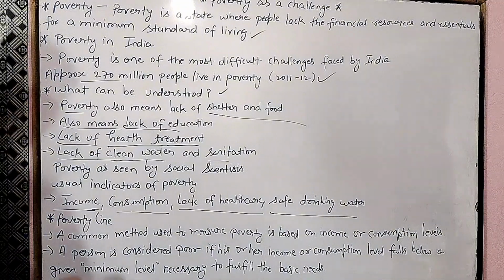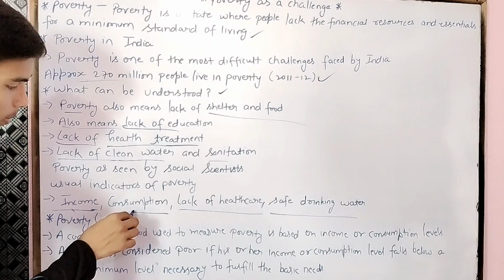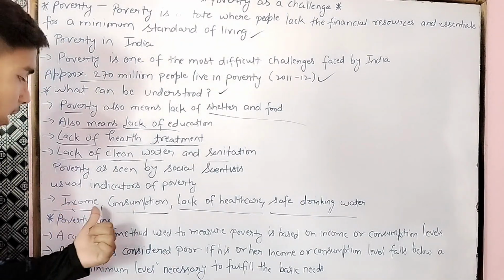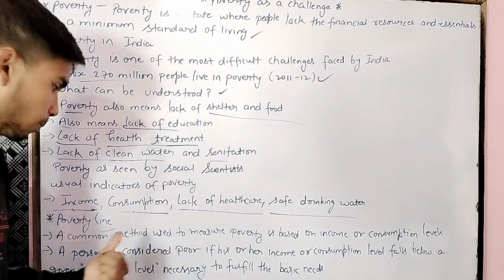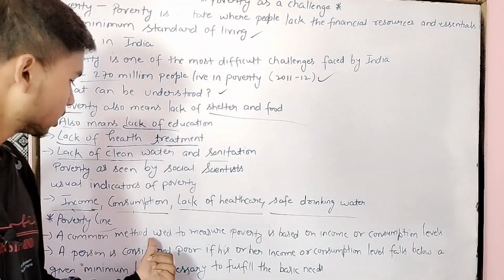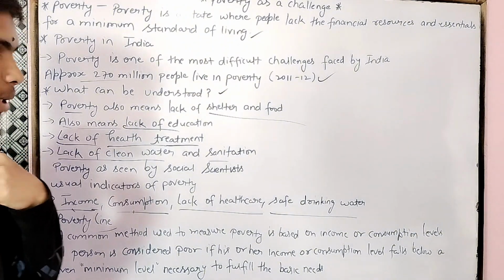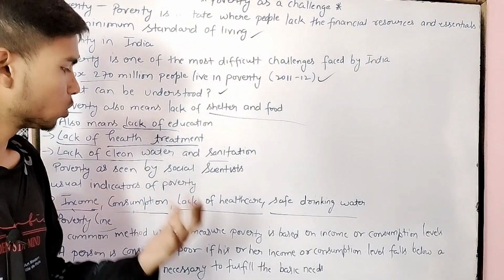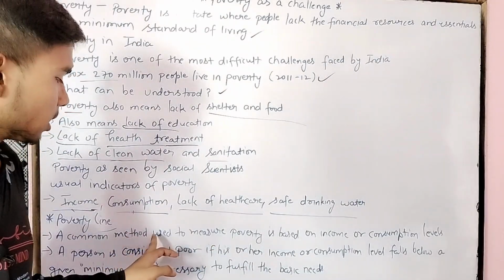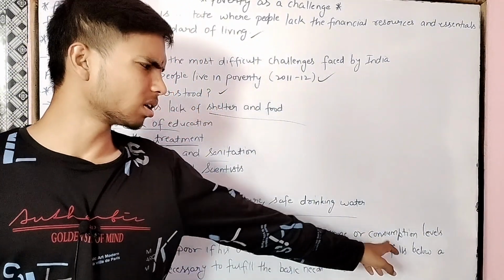Poverty line. In the poverty line we will understand about income and consumption. What is the deeper meaning of income, and what is the deeper meaning of consumption? Poverty line: a common method used to measure poverty. So through this method, how can we use the word poverty? The method is used to measure poverty based on income or consumption levels.